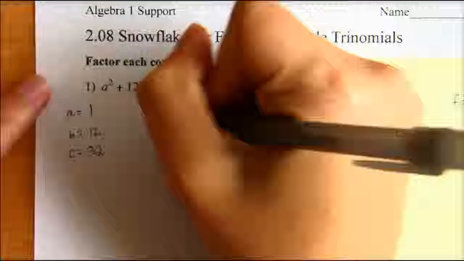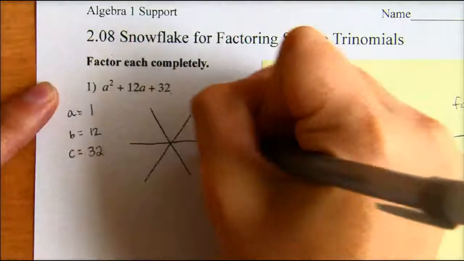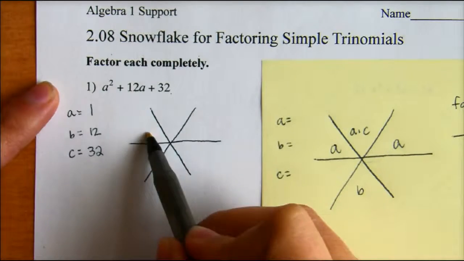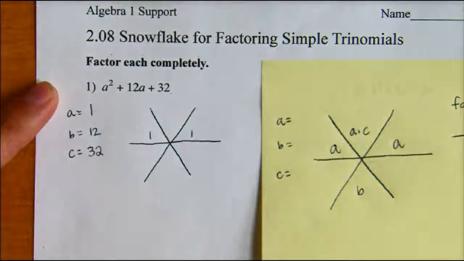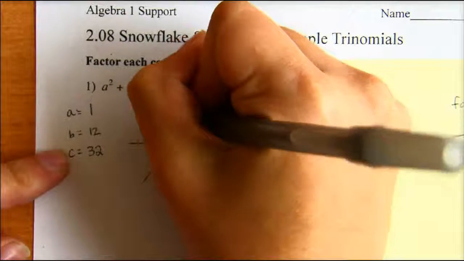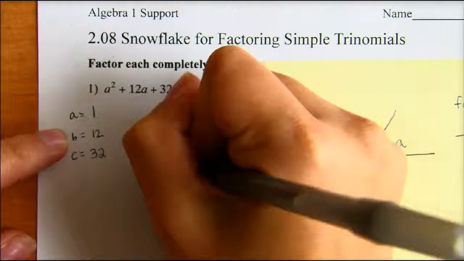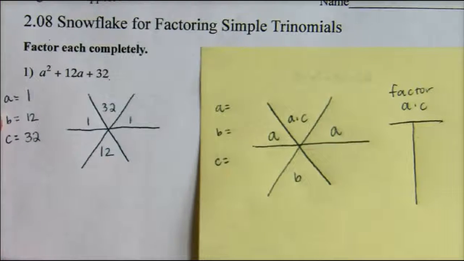Okay, so from here I'm going to start to fill out that Snowflake. I'll draw it in. My A values are going to go in these two places, so I'll have a 1 here and a 1 here. My A times C, 1 times 32, will give me 32. And my B value is 12. Okay, so I'm almost done filling out the Snowflake.